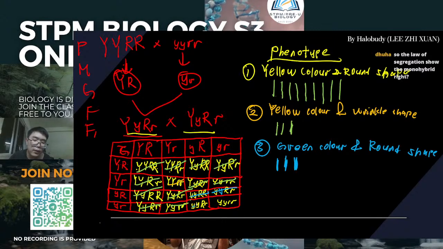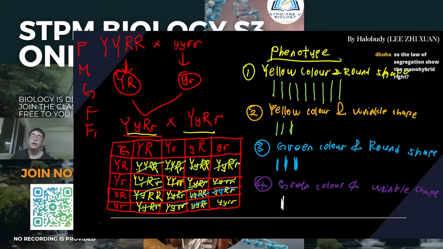Finally, this one is totally small. All are small. So it is green color and also wrinkle shape. So this one is another characteristic. It is green color and also wrinkle shape. So this one is totally recessive. I can say it is recessive, right? It is totally recessive.